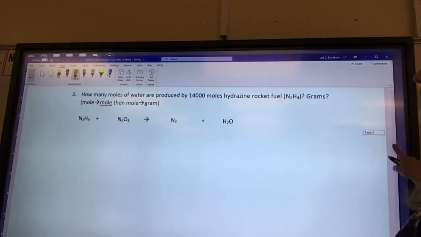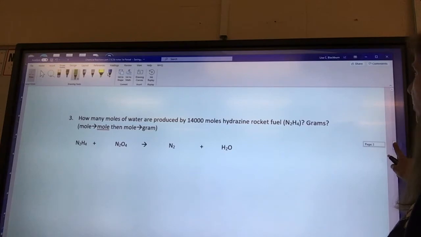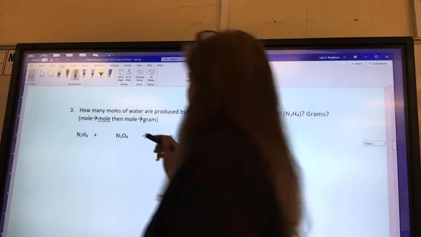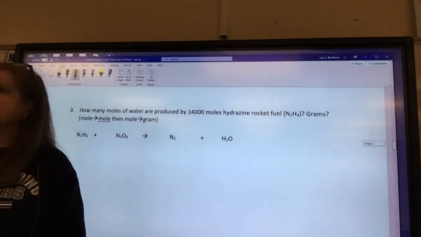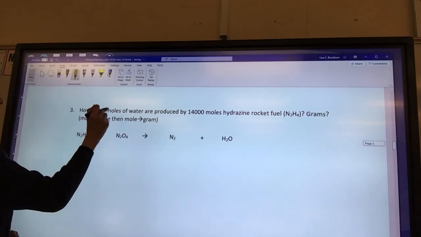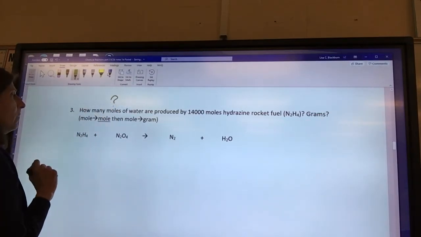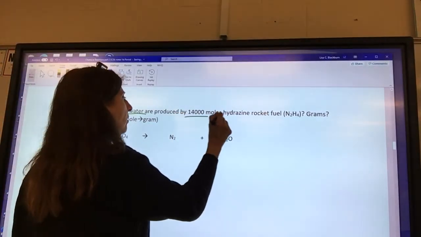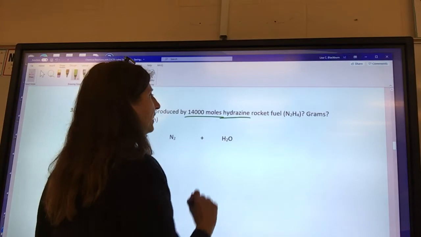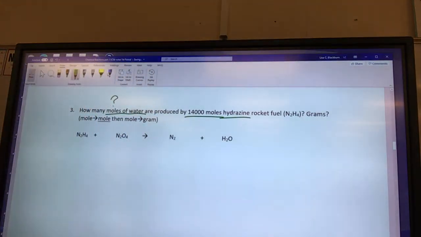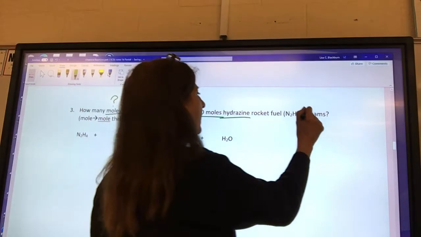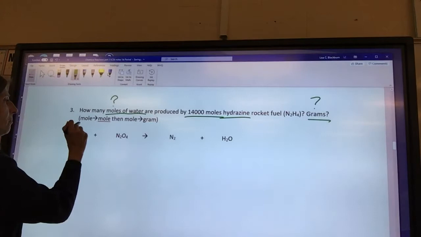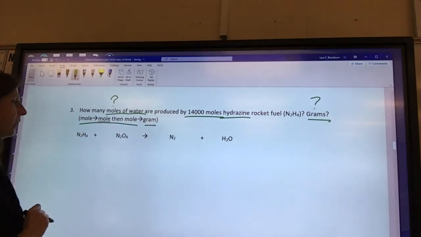How many moles of water? Okay, so here's our next one, problem number 3. So ours is a little bit different this time. First, what are we going to do? Annotate. So how many is my question word? I'm going to put a question right there, and it's moles of water. Are produced, here's a number, 1,400 moles of hydrazine rocket fuel. That's why we have a little rocket drawn in your notes. And then we're going to do it again because they also want to know how many grams it is. So first we're going to do the mole to mole problem, and then we'll do the gram problem.